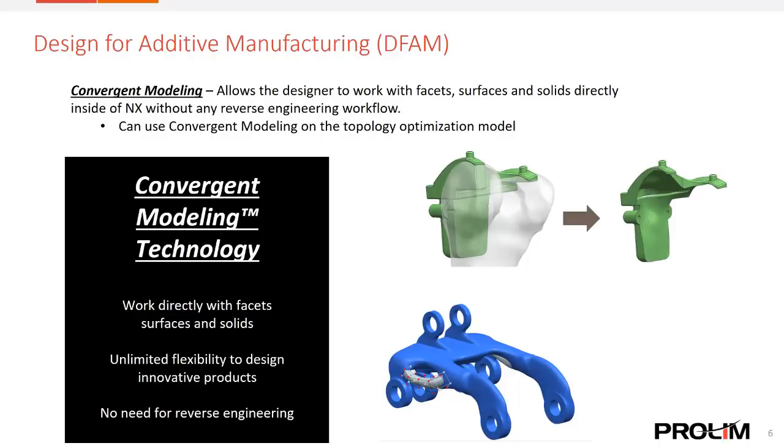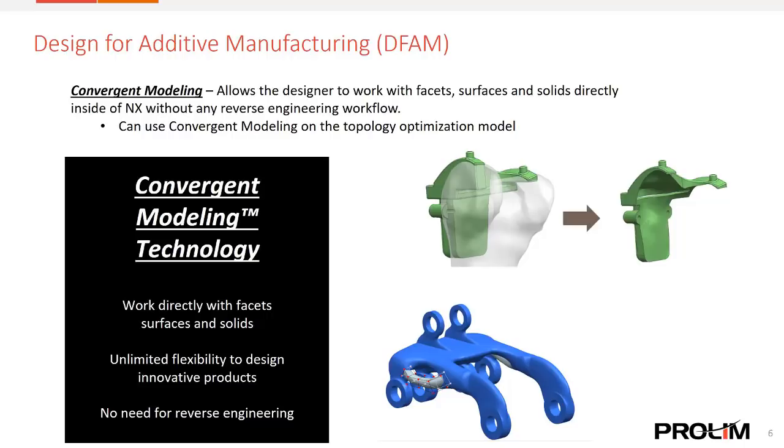So Convergent Modeling, that I've mentioned a couple times, was introduced inside of NX 11. This allows the designer to work with facets or surfaces and solids directly inside of NX without any reverse engineering workflow. So we can also use the Convergent Modeling on the Topology Optimization model, since it creates a facet. And the reason it creates a facet off of the topology is so it gets us a quick result, and it doesn't have to generate analytical geometry, and it doesn't take as long. So we can then edit our topology model with Convergent Modeling.